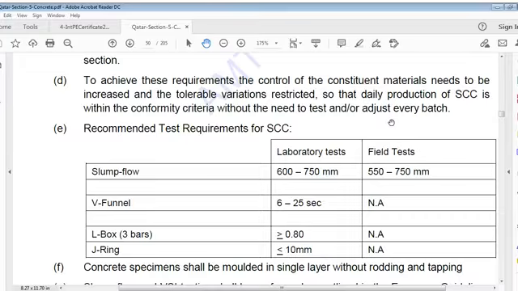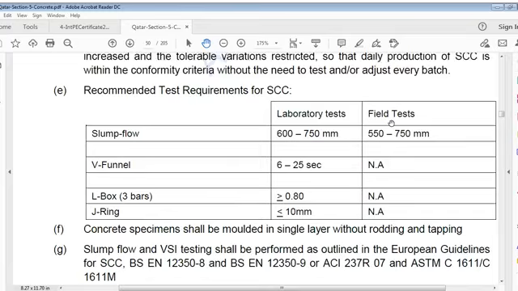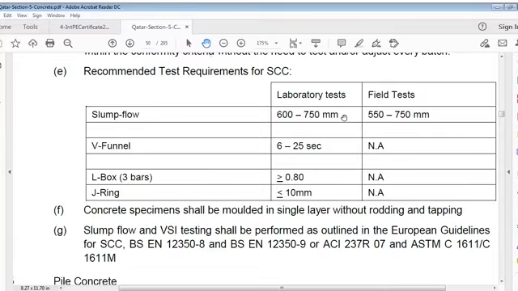Recommended test requirements of SCC, laboratory test and field test: slump flow, V funnel, L box, J ring. In slump flow, laboratory test 600 to 750 mm, field test 550 to 750 mm. V funnel 6 to 25 seconds in laboratory and not applicable in field.